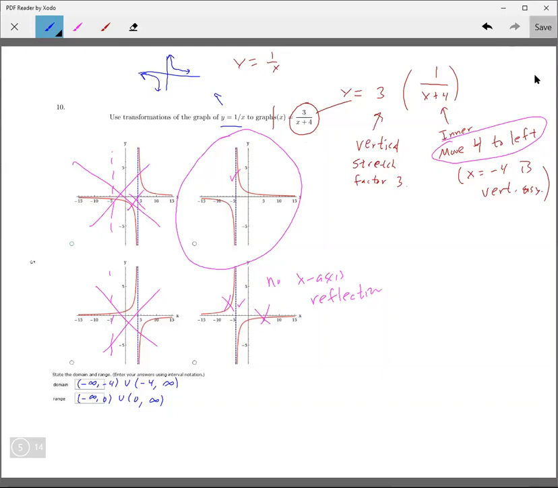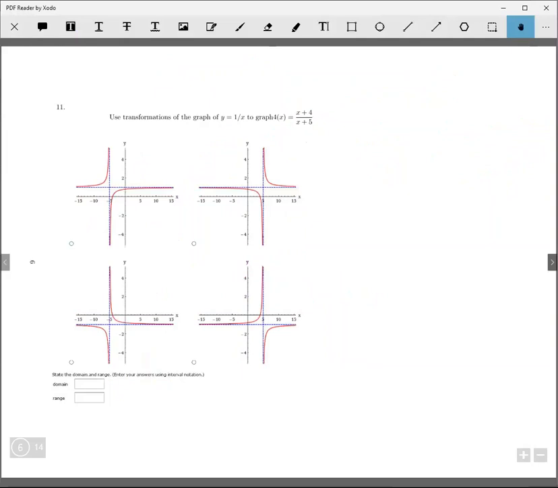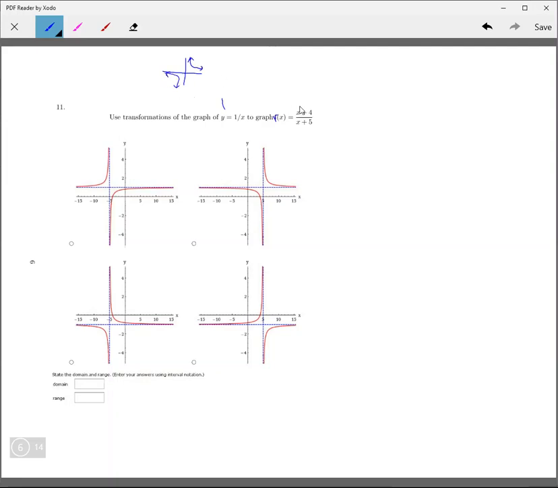Okay, number 12. No, I'm sorry, number 11. Okay, use transformations of the graph y equals 1 over x to graph this. My goodness, such sloppy stuff here. Dang, I really messed that up. Okay, so anyways, here's what you do. You've got x plus 4 over x plus 5. And again, 1 over x is going to be like that, right?